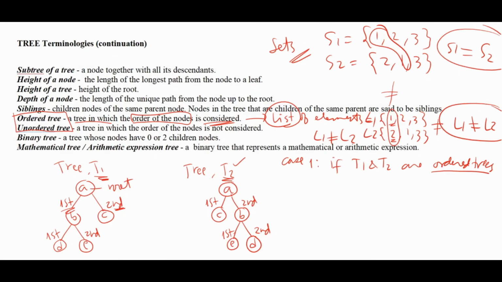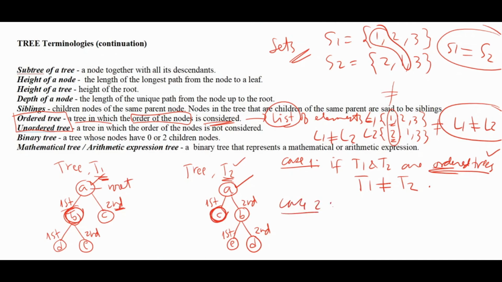So the same principle applies to trees. Case 1: if T1 and T2 are ordered trees, then the order of the nodes is considered, or it matters. If we are going to check if they are equal, we would check starting from the root. Do they have the same root? Yes. For the root, do they have the same children? Starting from the first child, here it is B, and here it is C. Okay? So since these are ordered trees, T1 is not equal or not the same as T2.